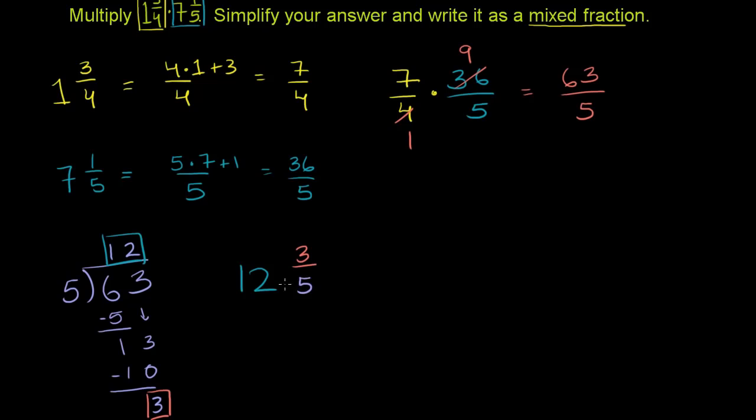And if you wanted to go back from this to that, just think. 12 is the same thing as 60 over 5. 60 over 5 plus 3 over 5 is 63 over 5. So these two things are equivalent. This is as an improper fraction. This is as a mixed number, or a mixed fraction. But this is our answer right there, 12 3/5.